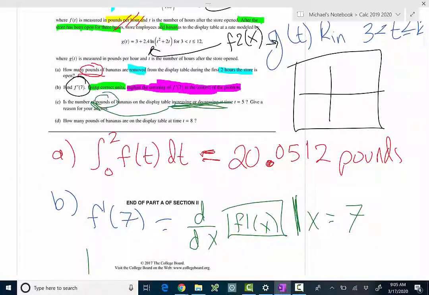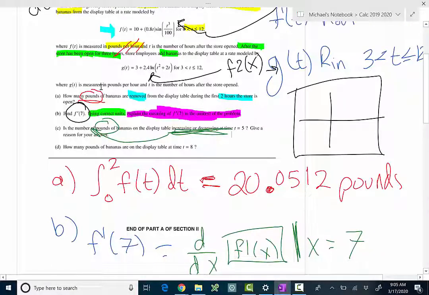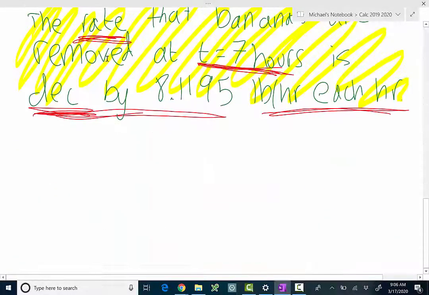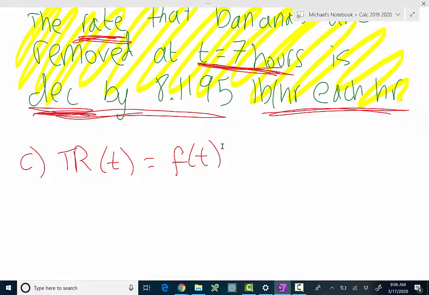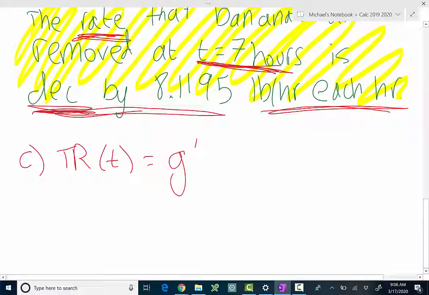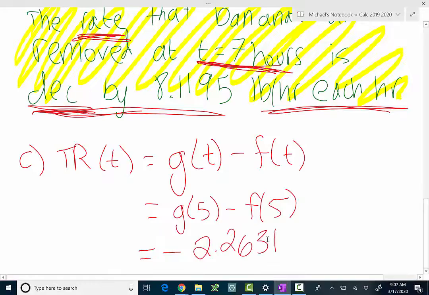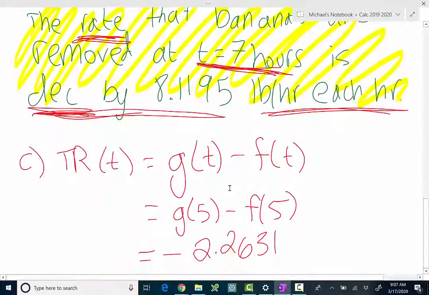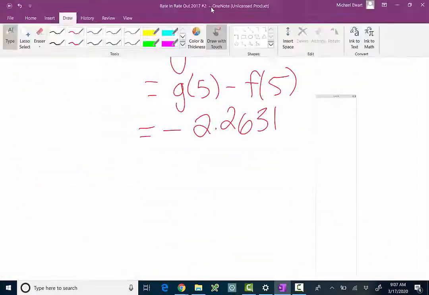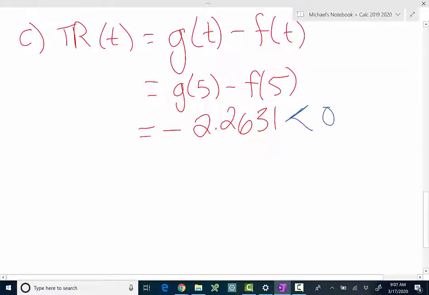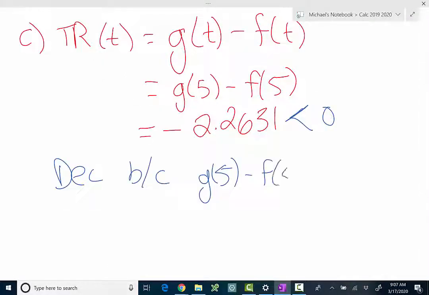Next, it wants to know, is the number of bananas increasing or decreasing at time 5? So the number of pounds, that's the amount. Is the amount increasing or decreasing would be the rate. So our total rate is going to be g of t minus f of t, right? We're past 3, so it has both. And when you subtract them, you get negative 2.2631. That's less than 0. We need that, so it's going to be decreasing because g of 5 minus f of 5 is less than 0.